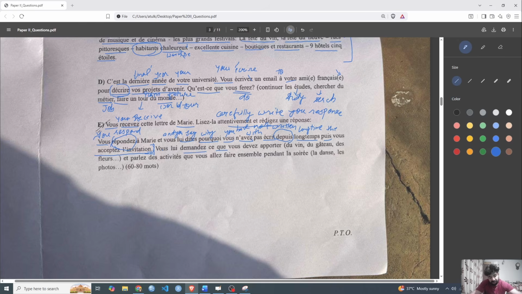C'est que vous devez apporter. So basically, you are asking her what you should bring. You remember we did this word when we were saying bring your good mood. So apporter the humor. So basically, bring your good mood. So you are asking her what should I bring? The wine, the gâteau. So basically, the cake, the wine, or the flowers.